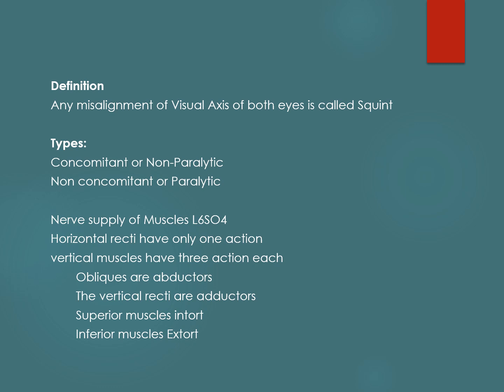Their actions are difficult to learn, but if one remembers the following few principles, then it is easy to learn. Number 1, obliques are abductors, vertical recti are adductors. Superior muscles intort, inferior muscles extort.